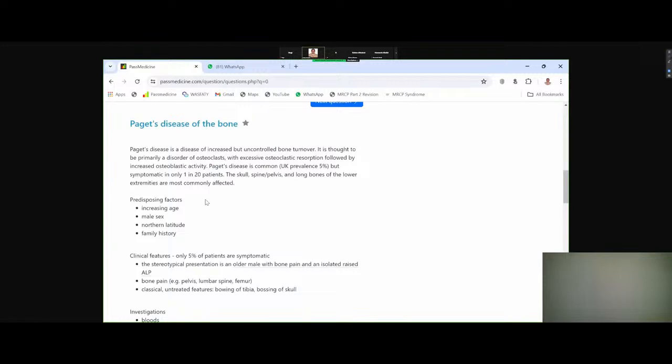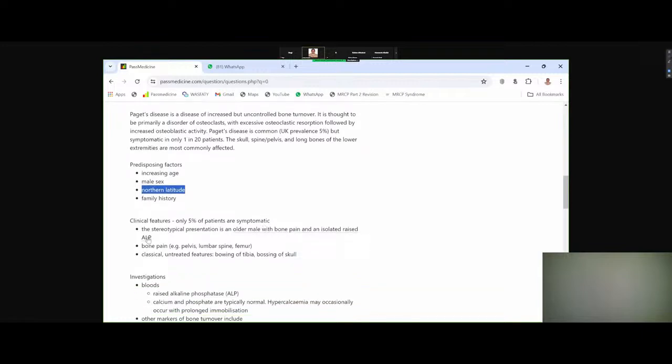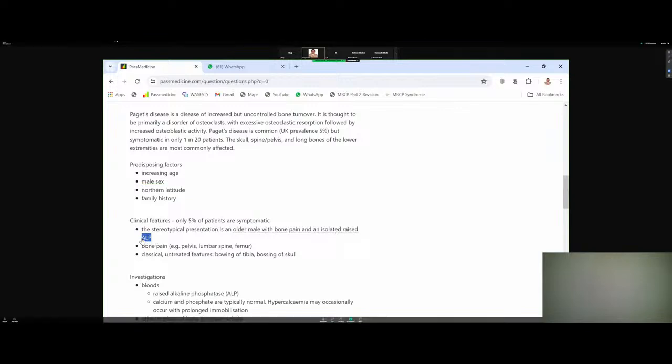The skull, spine, pelvis, and long bones of the lower extremities are most commonly affected, and predisposing factors are increasing age, male sex, northern latitude, Caucasians, and family history. Clinical features: only 5% of patients are symptomatic. The stereotypical presentation is an older male with bone pain and an isolated raised ALP. So liver function, this ALP, is an important investigation in these patients.